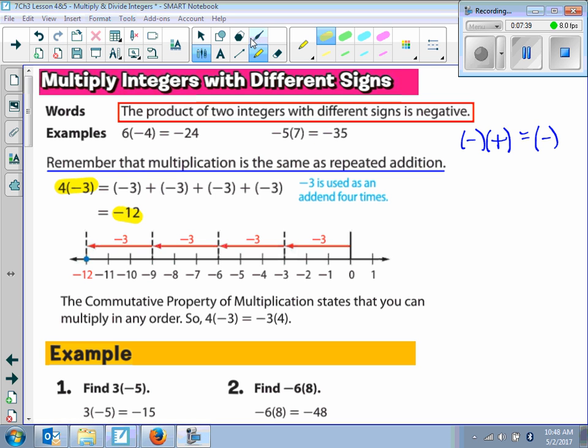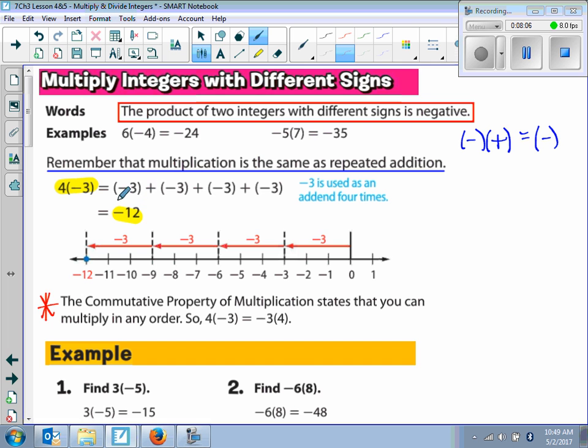Now, right down here it talks about the commutative property. You guys remember the commutative property? That says that you can multiply in any order you want, right? You can just flip them around. So A times B is the same thing as B times A. So here, 4 times negative 3 is equal to negative 12. Well, if we flip that around, negative 3 times positive 4 is also equal to negative 12.